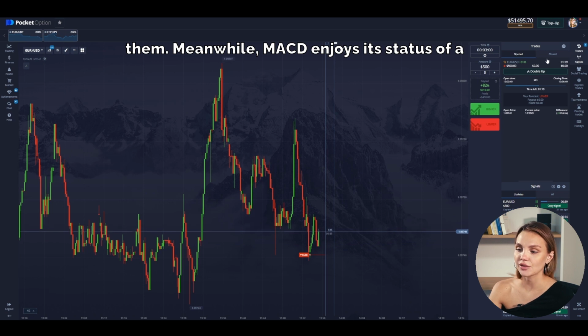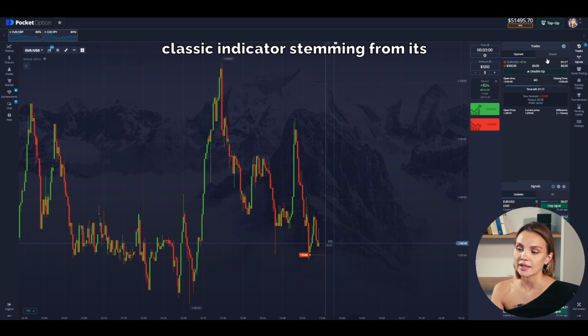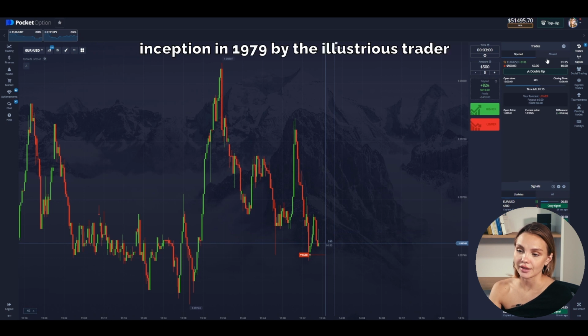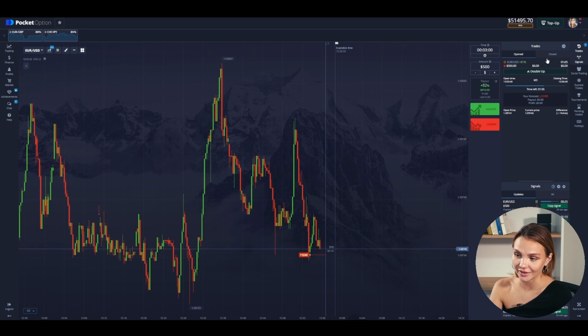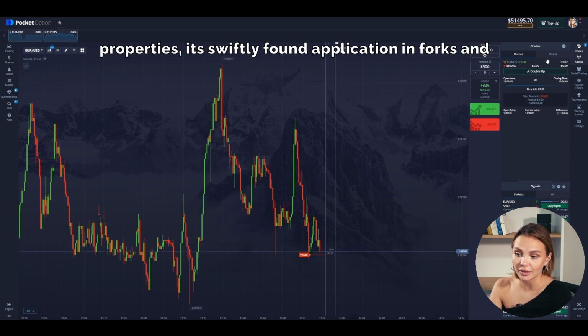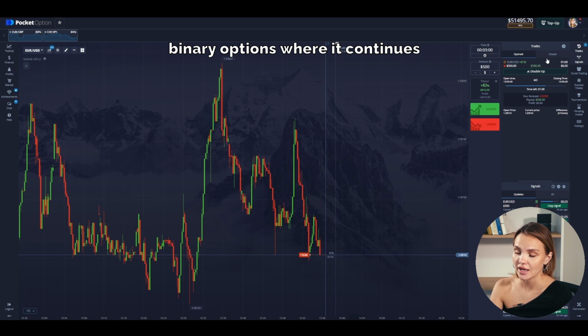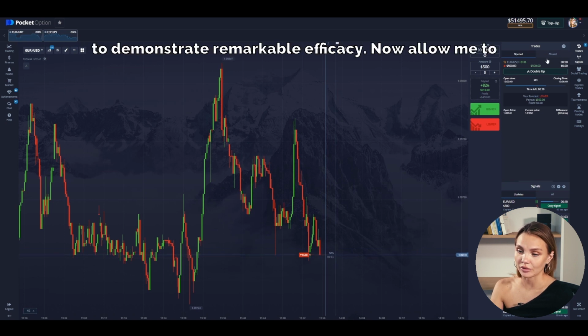Meanwhile, MACD enjoys its status of a classic indicator stemming from its inception in 1979 by the analyst Gerald Appel for the stock market. Effectively amalgamating oscillator and trend indicator properties, it swiftly found application in forex and binary options, where it continues to demonstrate remarkable efficacy.